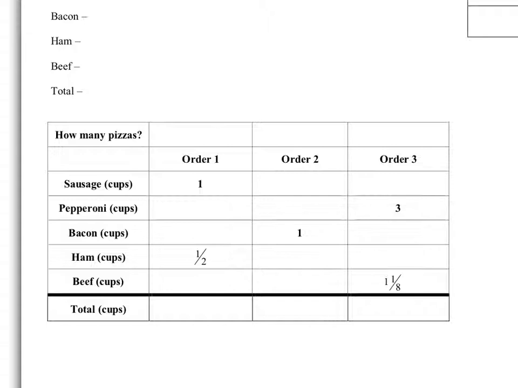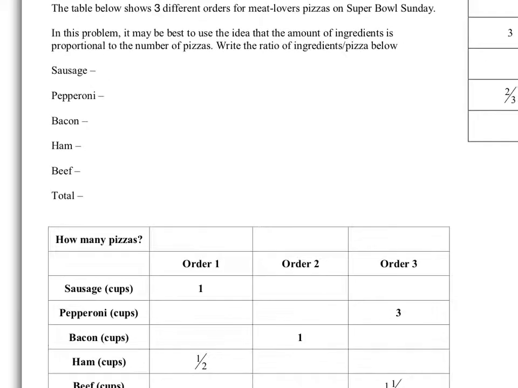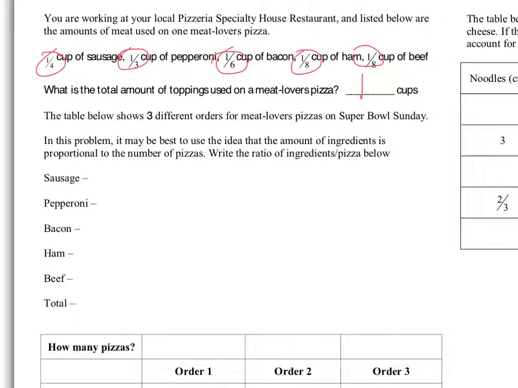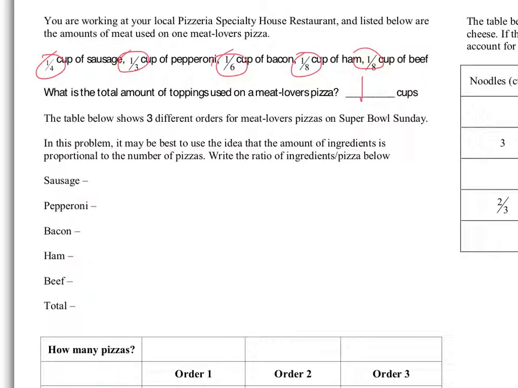When we think about this particular problem, because there are so many different ratios that could be going on, it may be easiest to come up with one ratio that's most important. If we're given the ingredients per pizza, we can use that ratio as long as we can figure out how many per pizza. Looking at my sausage, the ratio is 1/4 of a cup of sausage for 1 pizza.